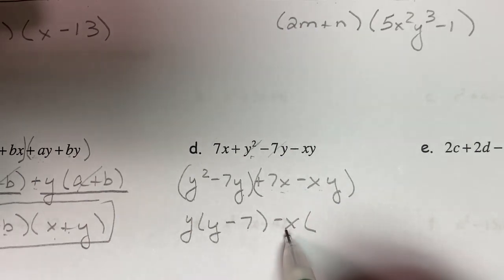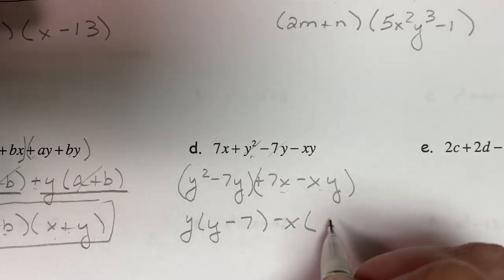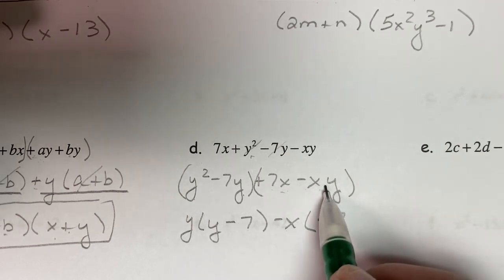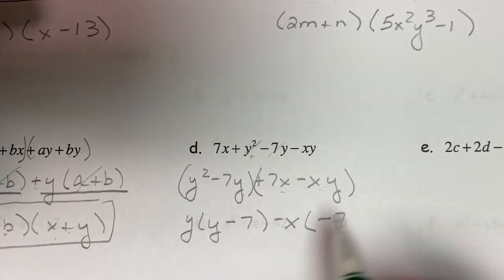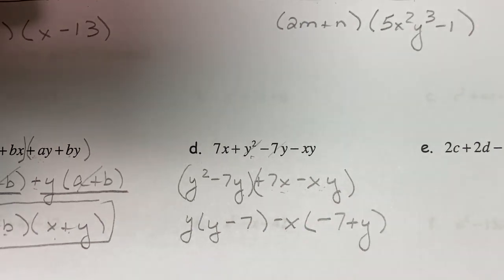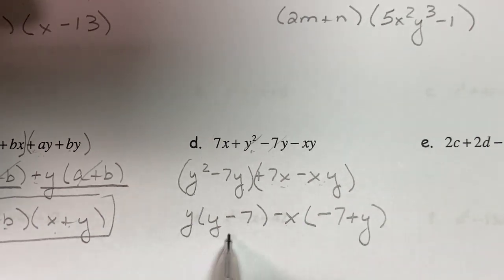7x divided by negative 1x is going to give me a negative 7. And negative xy divided by negative x is going to give me a positive y. Look what's inside the parentheses now. Those are the same. You have a positive y and a negative 7. Yes, this one is flipped, but that's okay.